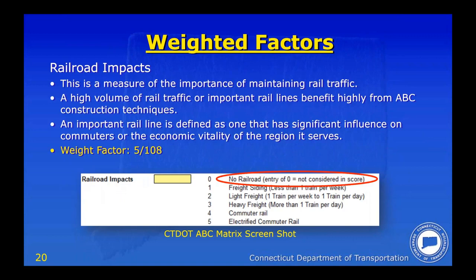Railroad impacts, are we near a railroad or not? If we're not near a railroad, it drops out of the equation here, so it doesn't skew our results. If we're over electrified railroad, we'd have a very high premium for ABC versus, say, a freight siding, where with extremely low traffic, it almost becomes a non-factor. Again, the more time we spend dealing with an electrified railroad or commuter railroad, the higher the benefit for an ABC approach.